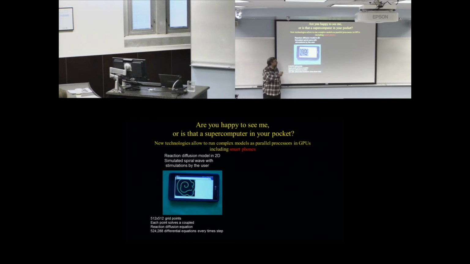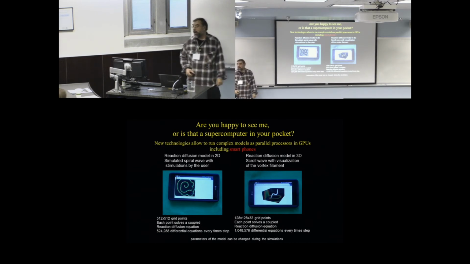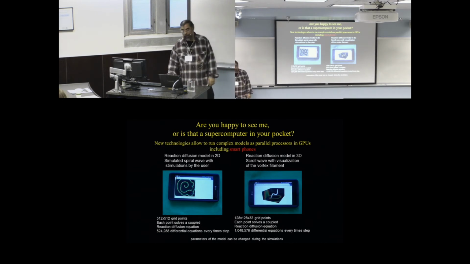This is on my cell phone: you can run and interact. You can produce spiral waves, conduction blocks. I'll show you at the end if you want. This is a FitzHugh-Nagumo model, 512 by 512, with 2 variables. So this is actually half a million differential equations every time step that the cell phone is doing, and it runs in real time. You can see the spiral rotate. You can do 3D simulations too, on the cell phone, so you don't actually need a supercomputer.